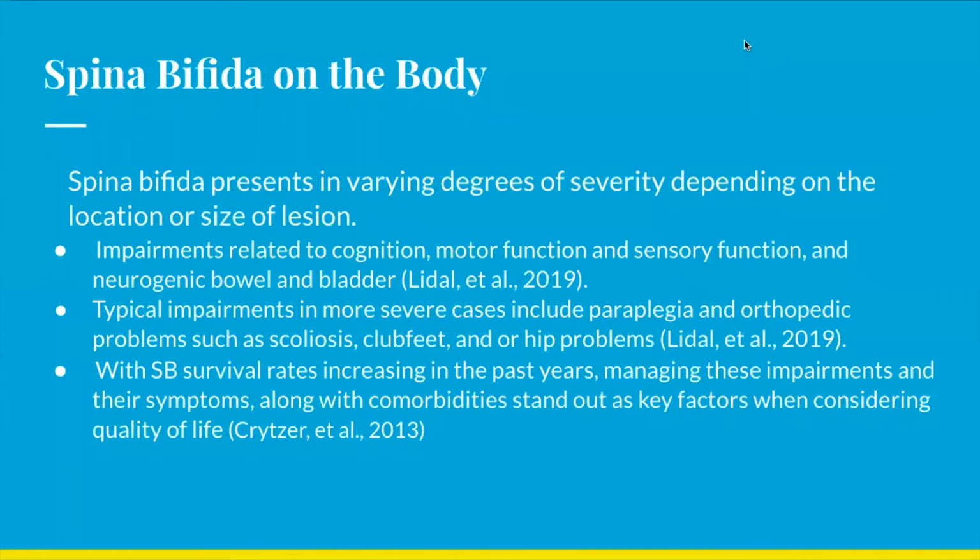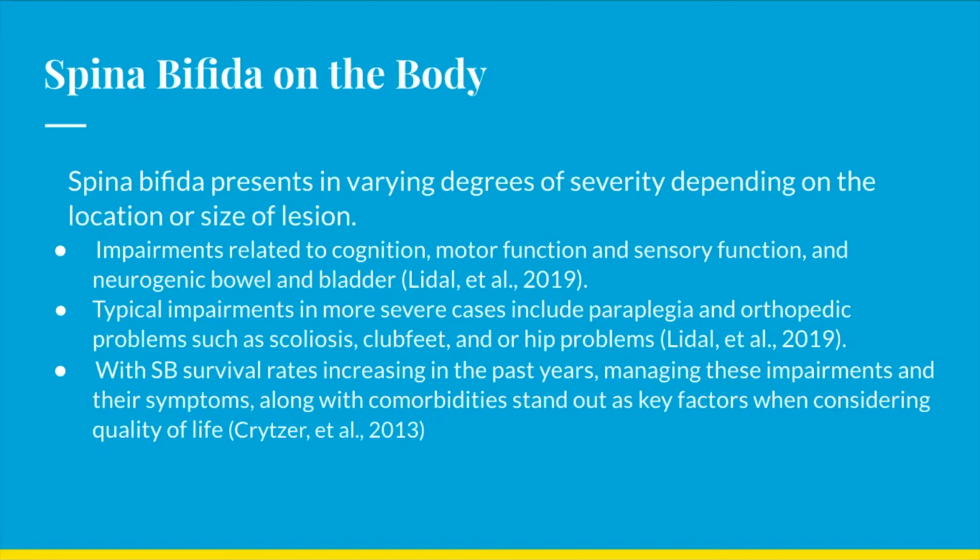Moving forward here, I want to touch a little bit more on spina bifida and how it affects the body. Spina bifida can present itself in varying degrees of severity depending on the location or size of the lesion along the spine. So we can see impairments related to cognition, motor function, sensory function, as well as neurogenic bowel and bladder.